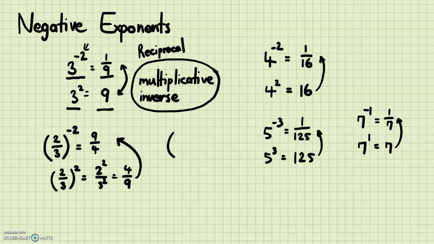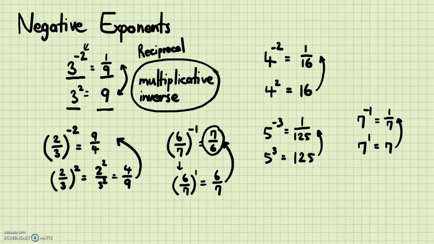Let's do one more. Let's have 6/7 to the negative 1. Okay, so to evaluate this, let's first look at the positive one, which is 6/7 to the positive 1 power, which is just 6/7. So for the negative 1 power, it's just going to be the reciprocal of this, which is 7/6. Okay, so when you see a negative power, first evaluate the positive version of that, and then just find the reciprocal. You can just do that.